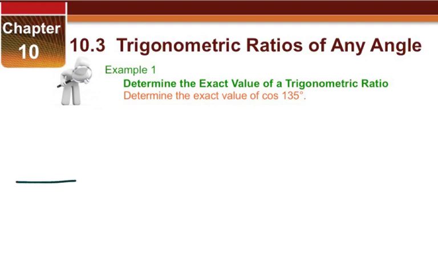an angle of 135 degrees in standard position. Initial side is on the positive x-axis. We will rotate counterclockwise, so 135 degrees would be right about there, halfway between 90 and 180.